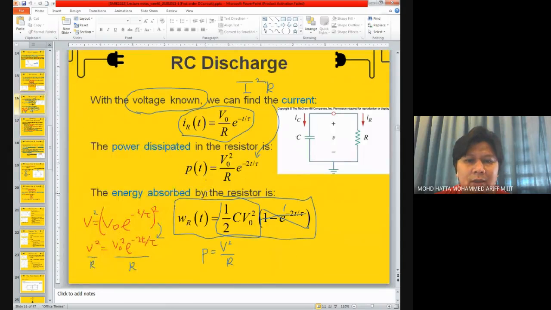And from that voltage response, we can also determine our current. And from there, we can expand our determination of quantities inside our circuit in terms of power dissipation and also energy absorption. So this is the equation of power and also energy absorbed at the resistor. You can consider it as this equation.